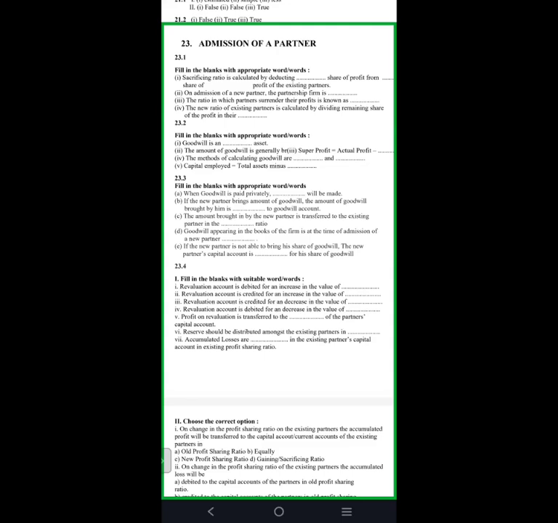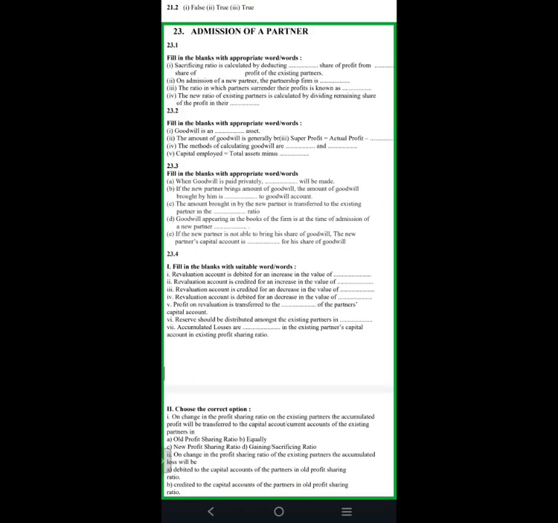The amount of goodwill is generally brought in by dash partner. That question is not complete yet. The amount of goodwill is generally brought in by the incoming partner. Super profit equal to actual profit minus normal profit.